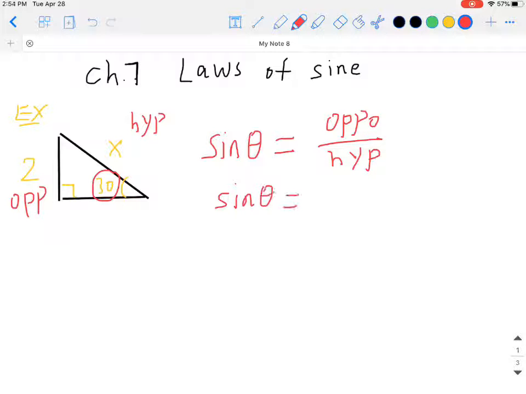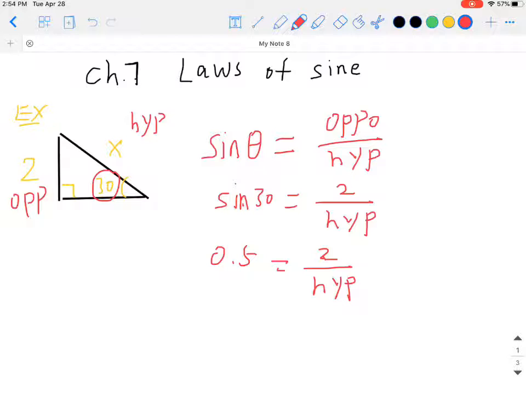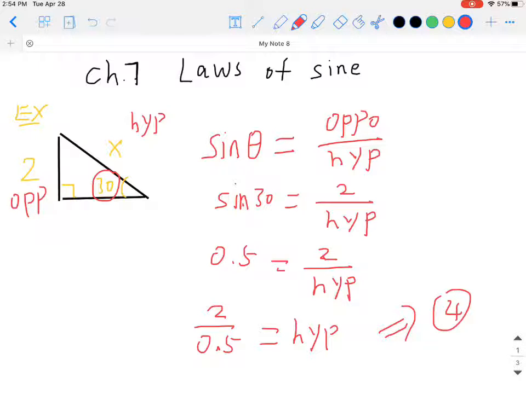And later on we can solve it. Remember, we know theta already is 30, so sine 30 equals 2 over hypotenuse, and sine 30 is 0.5. To solve this, we use 2 divided by 0.5 equals the hypotenuse. And the result: hypotenuse equals 4.